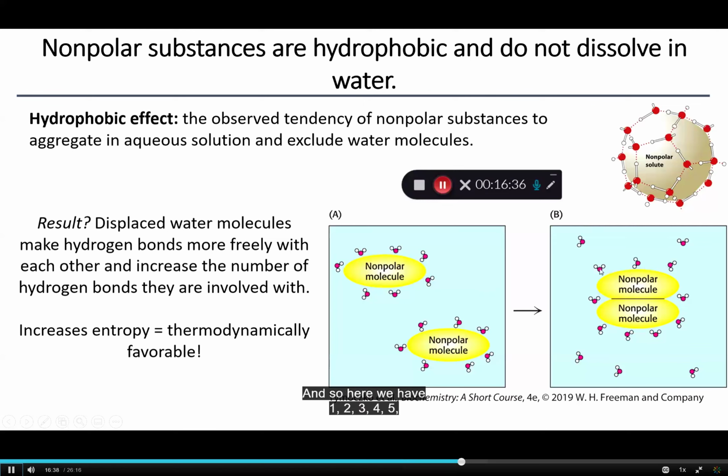And so here we have 1, 2, 3, 4, 5, 6, 7, 8, 9. 9 molecules here. And so now there's fewer ordered water molecules than there are here. There's 14 here and only 9 here. And so we've released these ones, these 5 water molecules. They are now able to form hydrogen bonds with its other water molecule neighbors. And so we've increased entropy in this system.